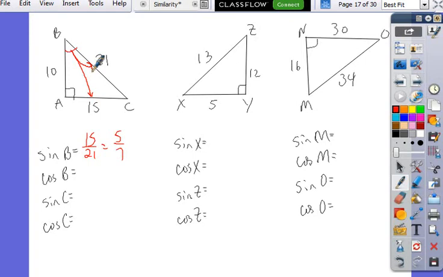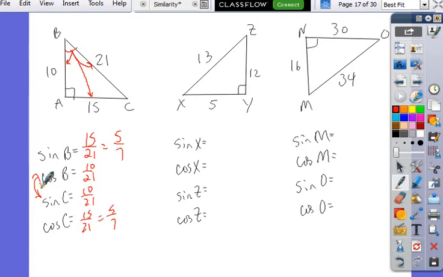Cosine of B means I'm adjacent to it, right next to it. That doesn't simplify. Now when I go to C, now I'm down here. So which one is opposite from C? 10. 10 over 21. And then cosine of C would be the 15. What do we notice about these answers? They're the same. The sine of one and the cosine of the other one are the same.